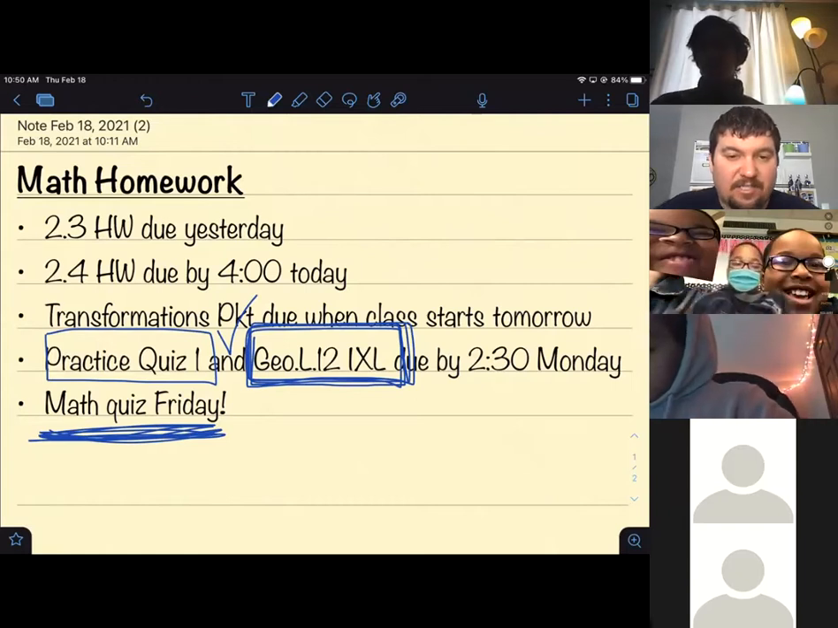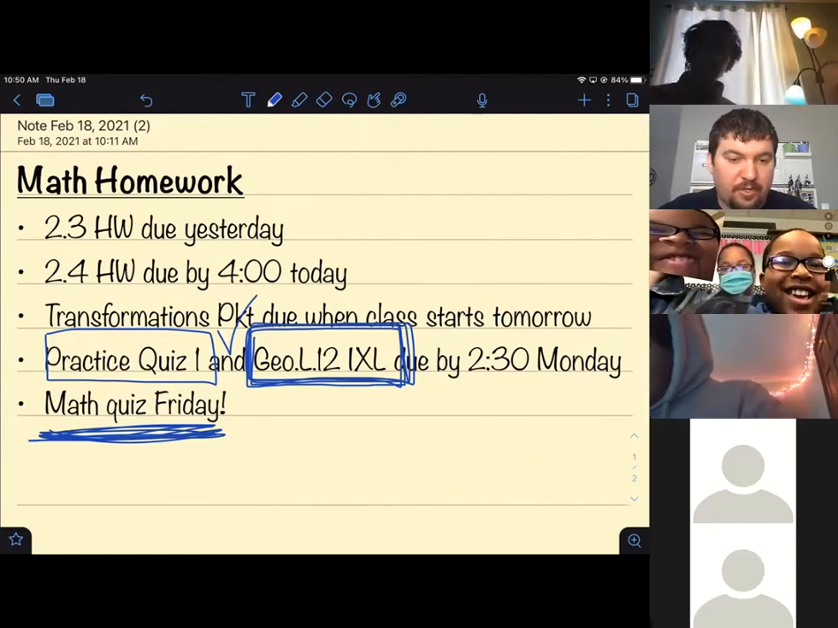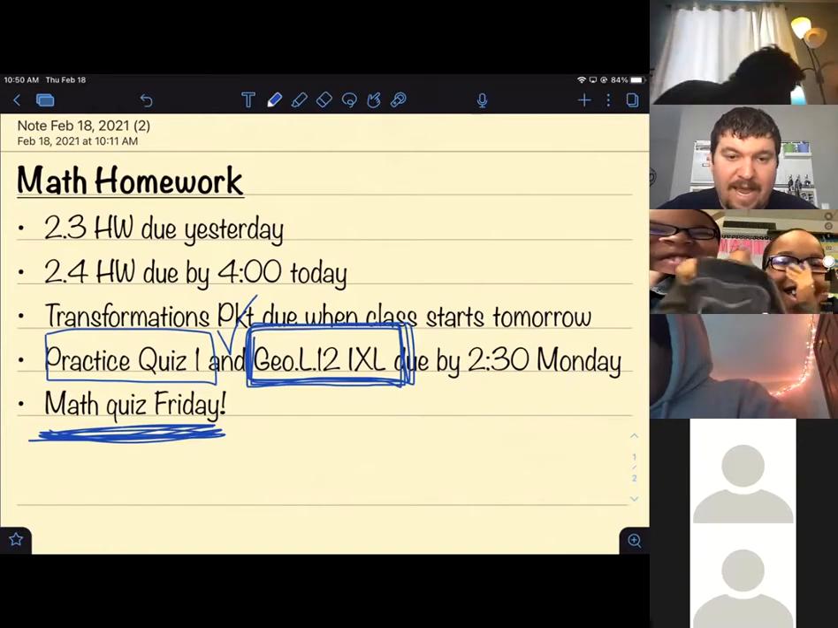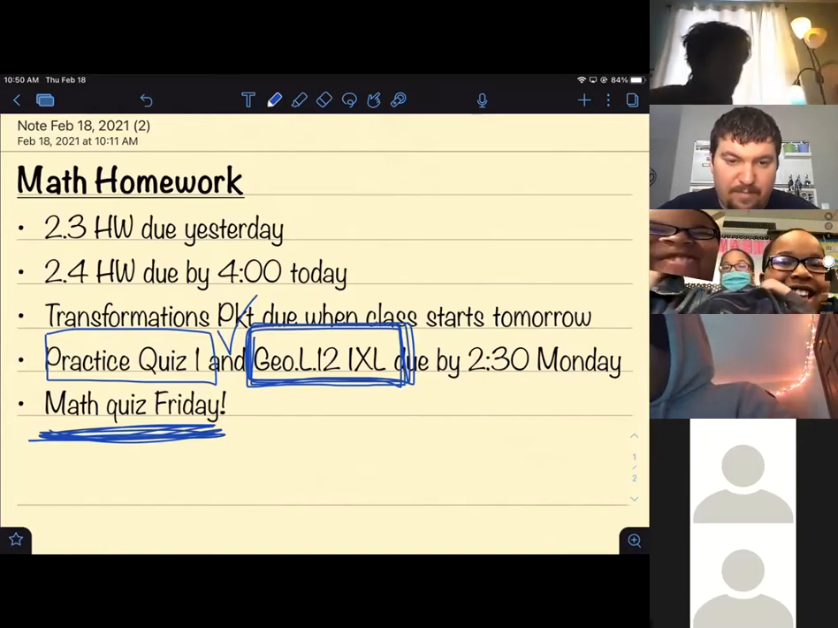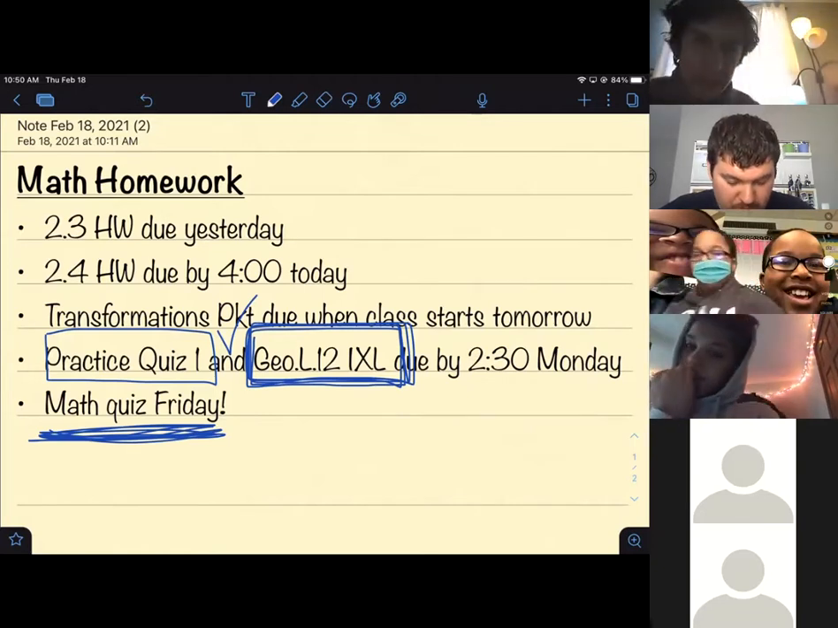I am going to collect all work papers tomorrow. So don't feel like you need to email them to me or turn them in on Google Classroom, unless you feel like that's a good backup. If you take a picture of it, you've got it. But I'm going to collect all those from you tomorrow.